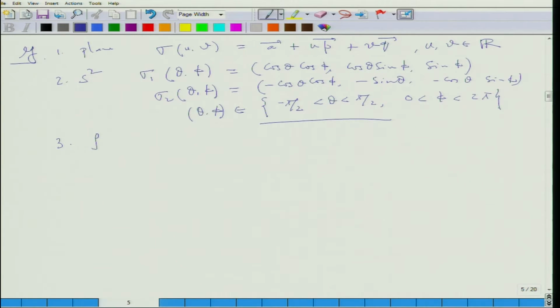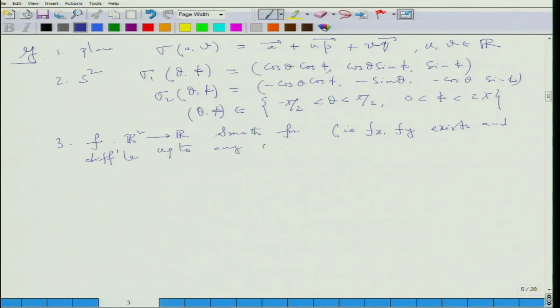More general example is, suppose I have an f from R2 to R, a smooth function. What is a smooth function? That is, fx, fy exist and are differentiable up to any order. Such a thing is a smooth function, and if I look at its graph, you remember we did it for the curves also.